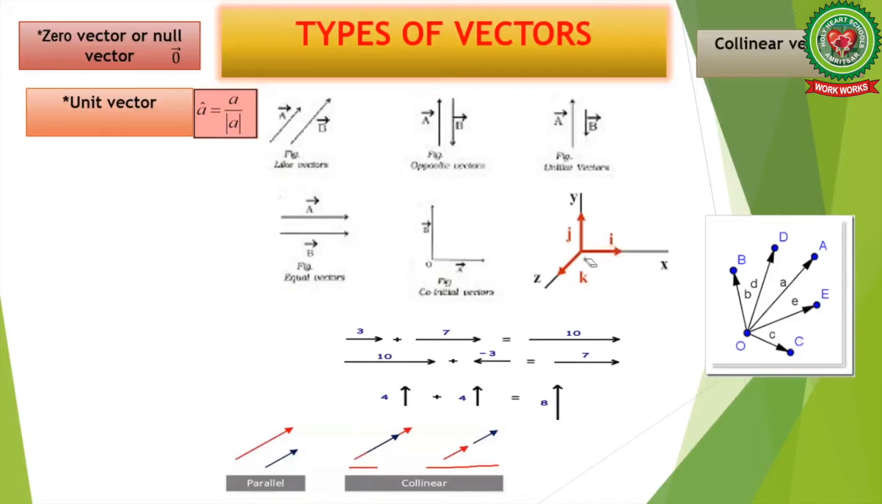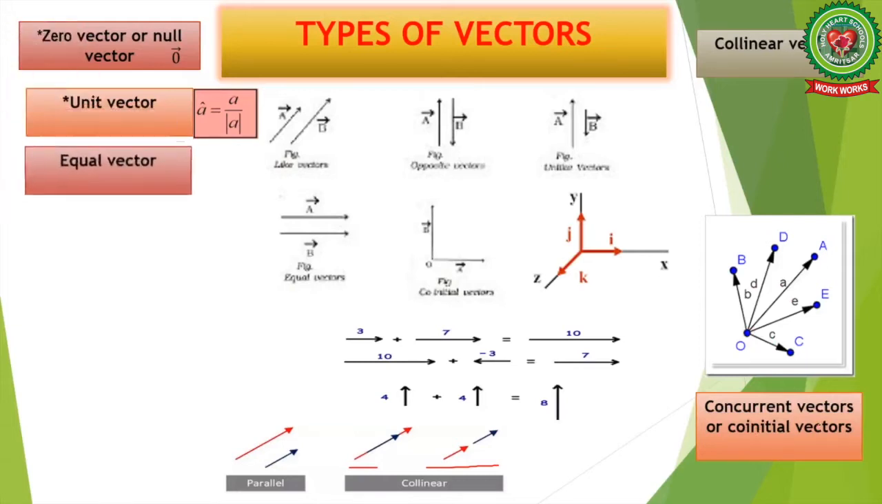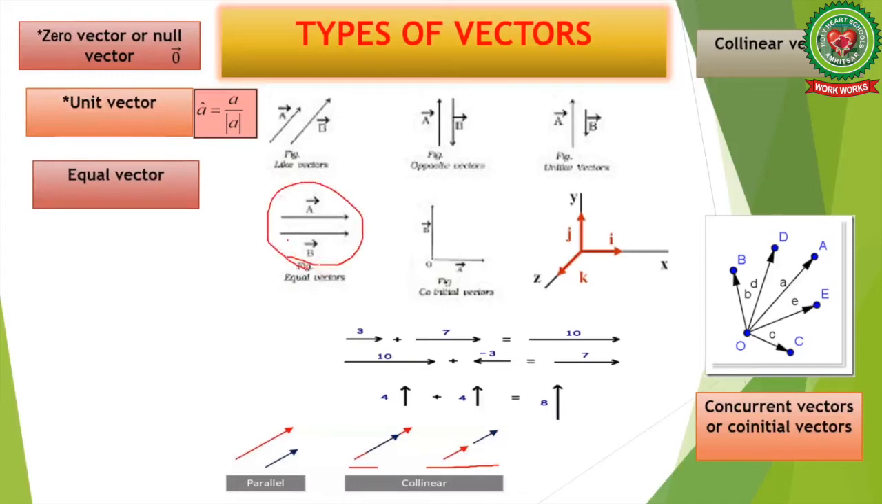The next vector we are going to discuss is the concurrent vector or co-initial vector. See, there are a number of vectors here: C, E, A, D, B, all starting from the same point. Such vectors are called concurrent or co-initial vectors, because the initial point is the same. Next, equal vectors. You can see this is an example of equal vectors. These two vectors are equal because they are in the same direction with the same magnitude. Next, coplanar vectors. These vectors are coplanar because they lie on the same plane.